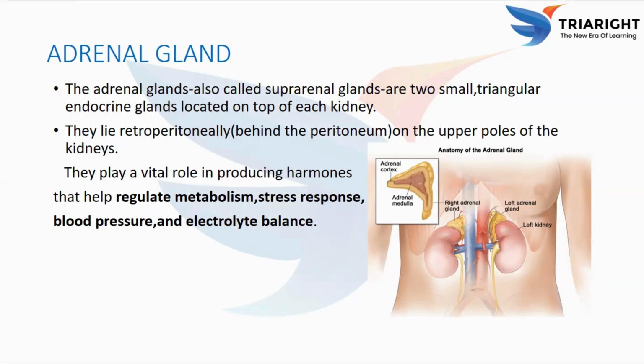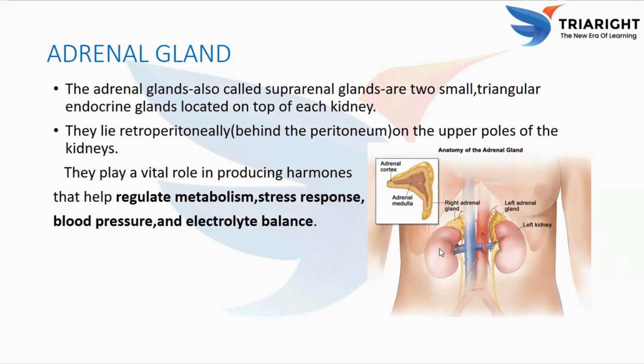They lie retroperitoneally, behind the peritoneum. Peritoneum is an outer layer, right? So behind the peritoneum, the name itself gives you the meaning. They are located on the upper poles of the kidneys. Each gland is surrounded by a fibrous capsule and also the perirenal fat, which protects and holds it in place. Coming to shape, the right one is triangular, whereas the left one is crescent shaped. So the shape of both adrenal glands is not the same.